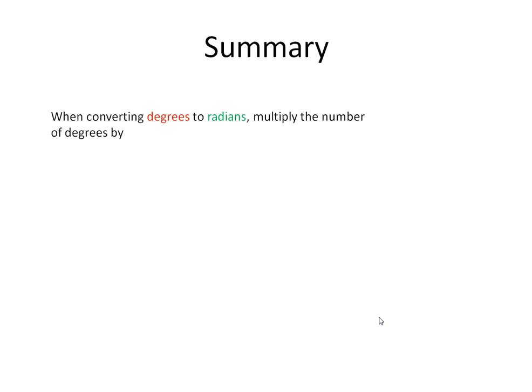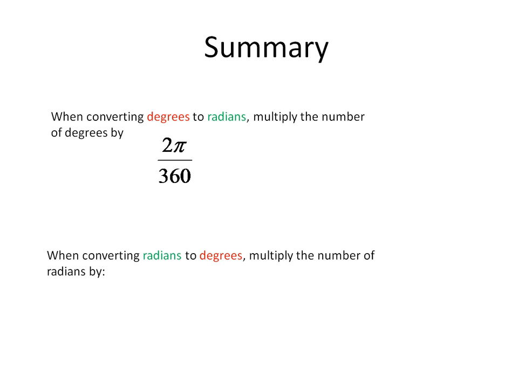So in summary, when converting degrees to radians, you multiply the number of degrees by 2 pi over 360. And when converting radians to degrees, you multiply the number of radians by 360 all over 2 pi. And that ends our screencast.